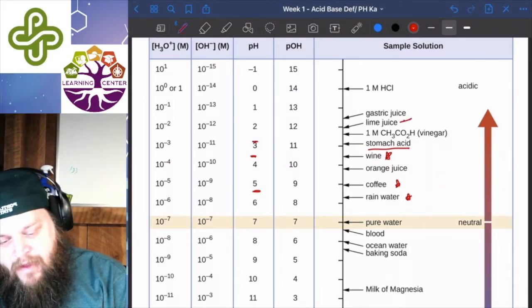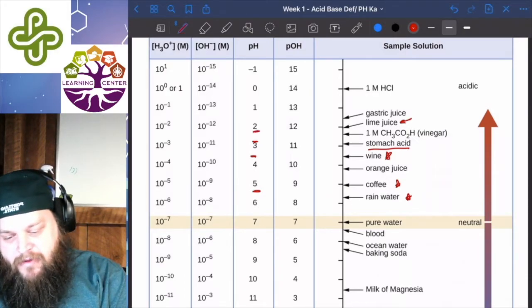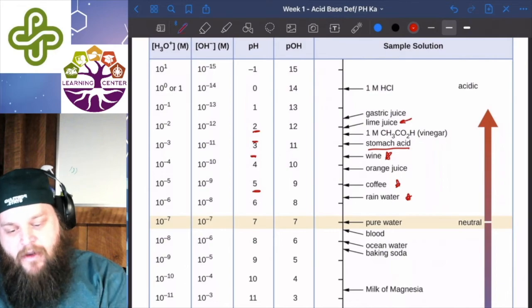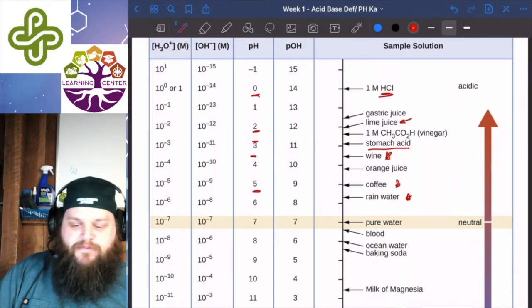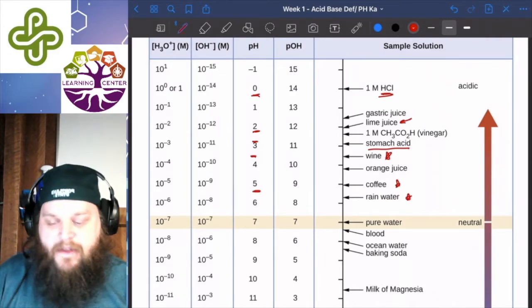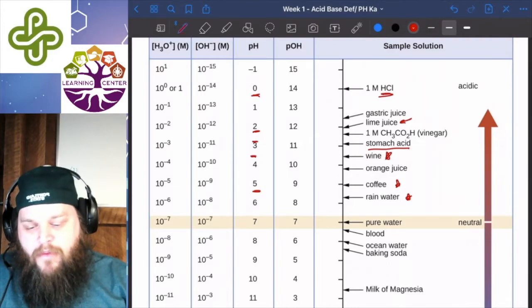We get stuff like lime juice, which is a really good preservative, and that's going to be closer to 2, so that's really acidic. And then you have your HCl, your really strong acids. Those are really close to 0, basically. So that's why they're really strong acids. They completely dissociate from everything. You're not going to really have much equilibrium there.